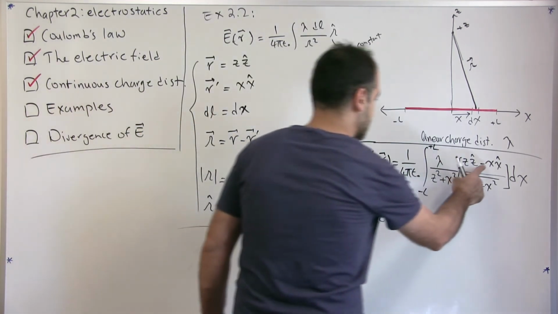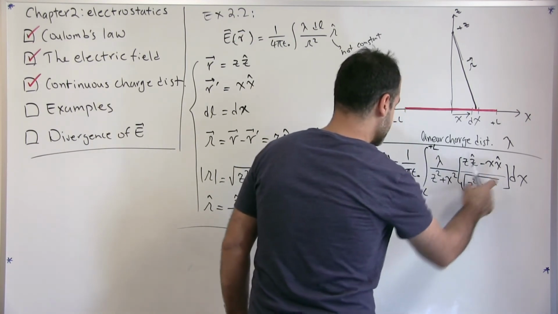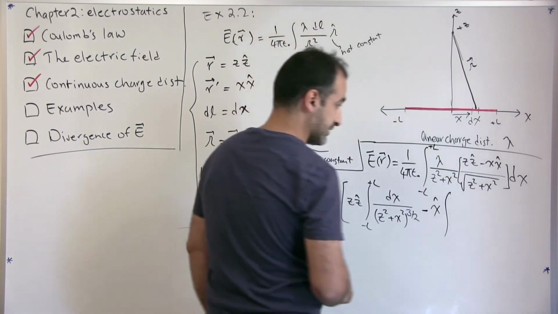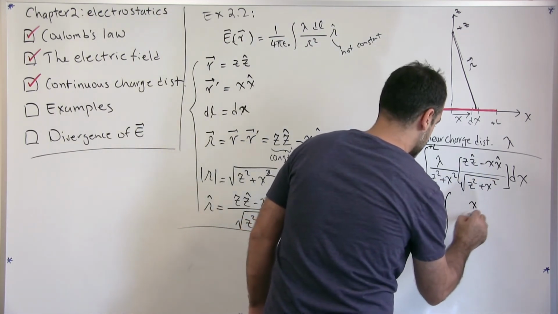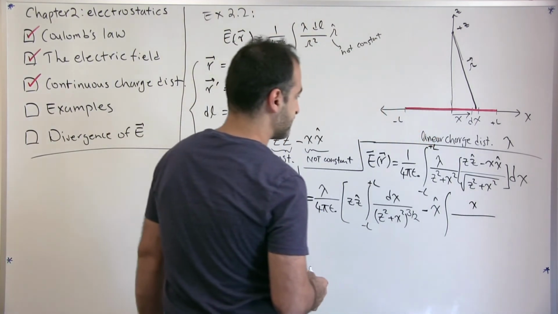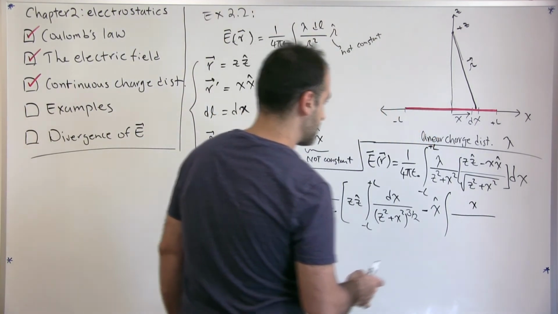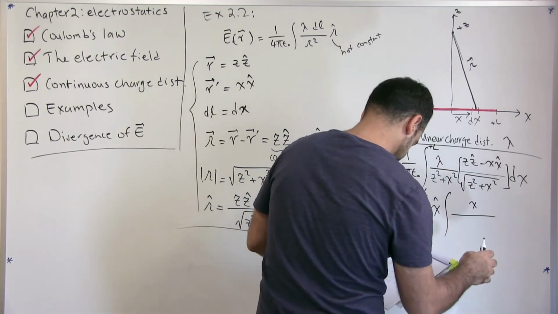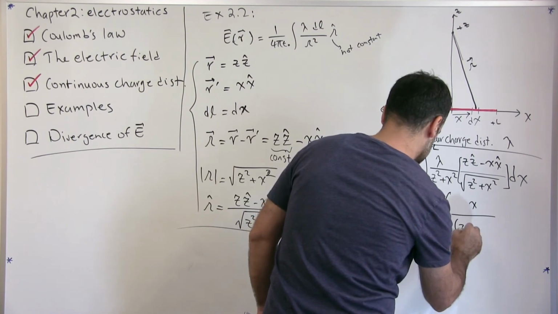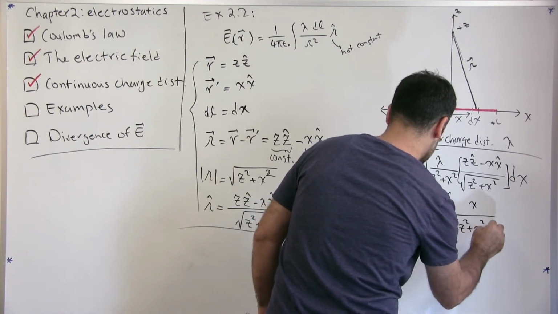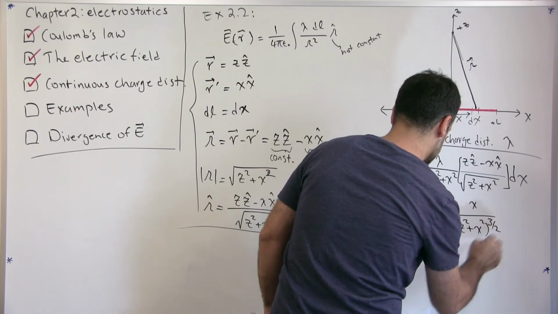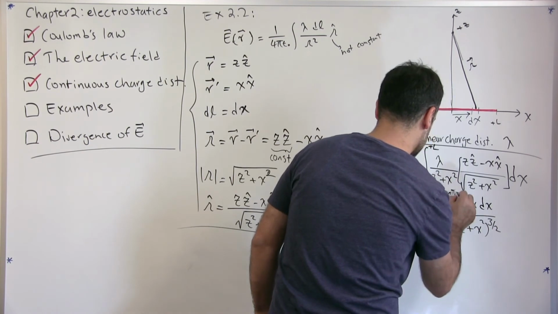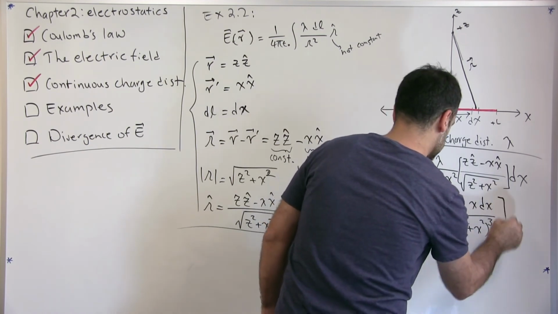And then the second one: x hat is a constant, so I take that out of the integral, but the x itself is not constant. So the integral is x over again the same denominator, z squared plus x squared to the power of 3/2, and we've got dx here. The limit of integral is the same, minus L to plus L.